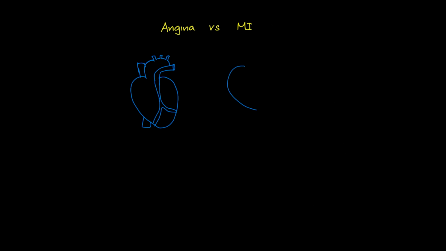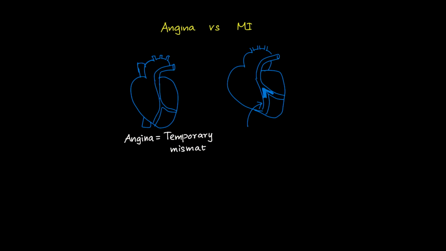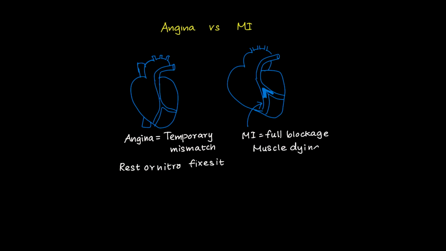A myocardial infarction is different. A coronary artery is fully blocked by a clot, and the muscle downstream is actually dying. No amount of rest or nitroglycerin opens that clot, so the pain keeps going, often with diaphoresis, nausea, and a sense that something is very wrong.